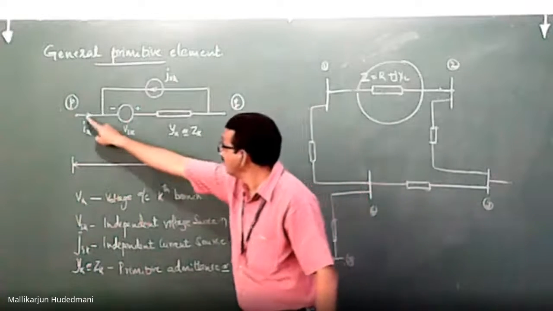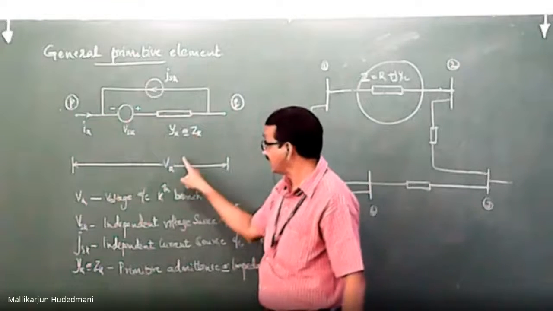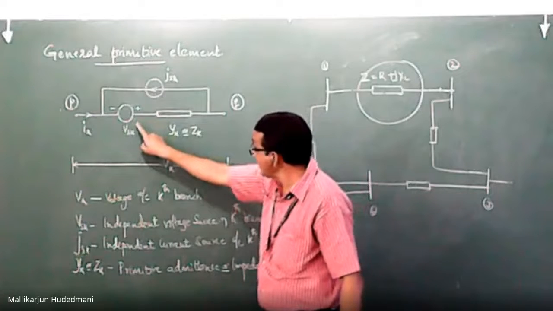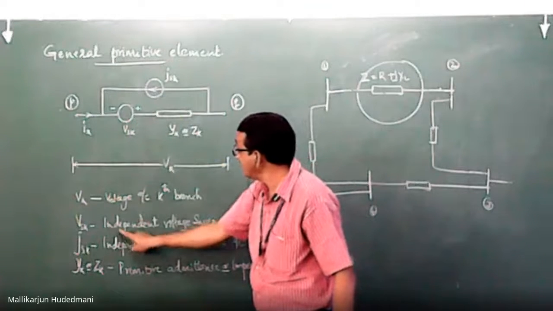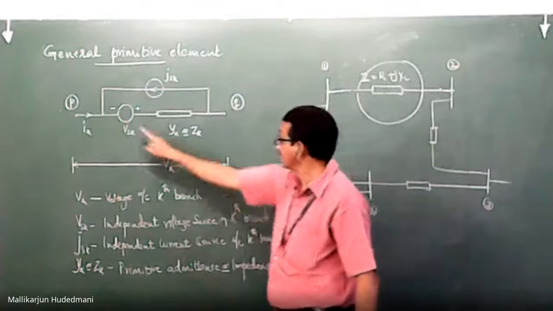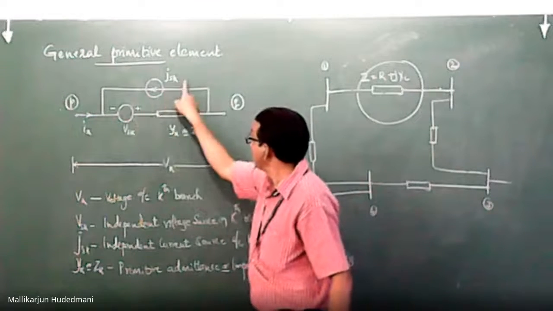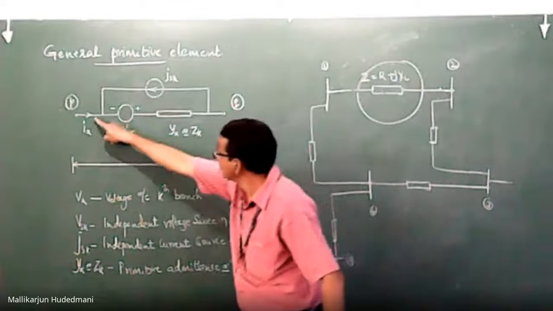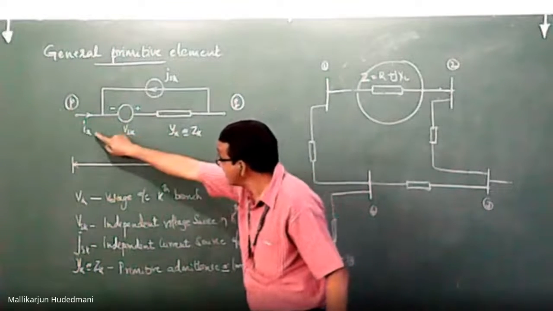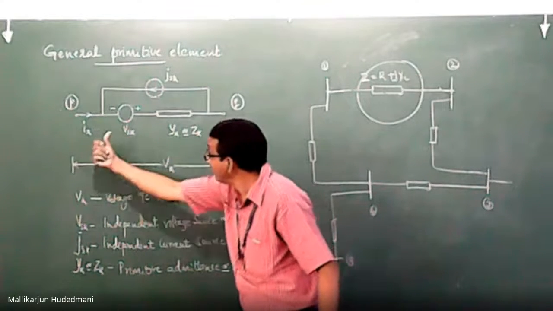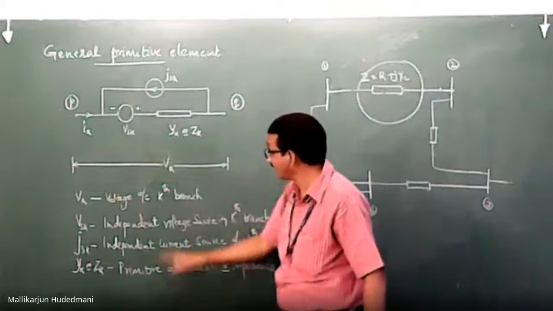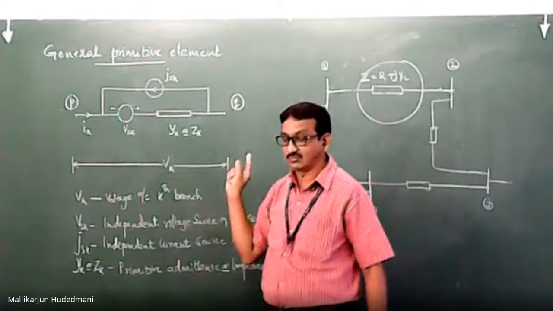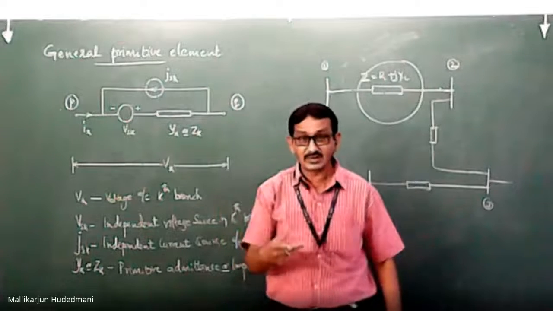You can see here between P and Q, I call this the kth branch. Vk is called the voltage across the kth branch. Then Vsk is the independent voltage source in the kth branch. Then I have Jsk. Jsk is the independent current source across the kth branch. Then I have Ik, current entering the branch K. This I did not write here. Ik. Then using this general term, I can specify my view.